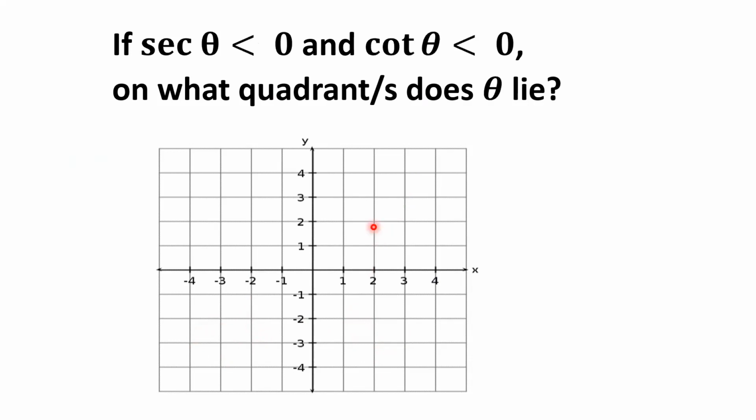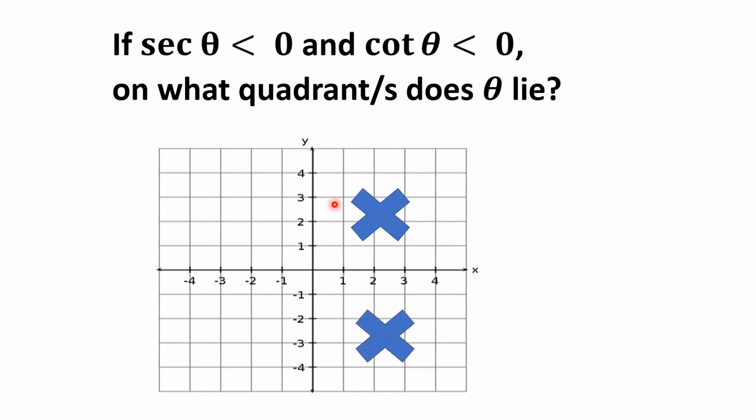Okay, what about this one? If secant is negative and cotangent is also negative, on what quadrant does theta lie? Or quadrants, no? Secant is negative. So that means hindi siya pwede sa quadrant 1. May negative eh. May isa ng negative.